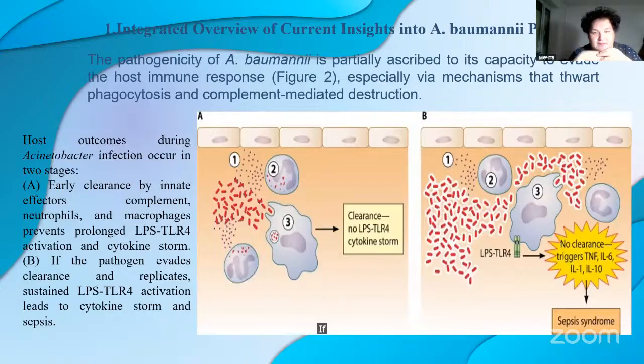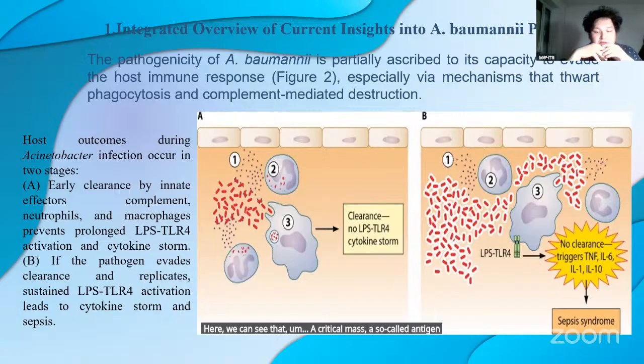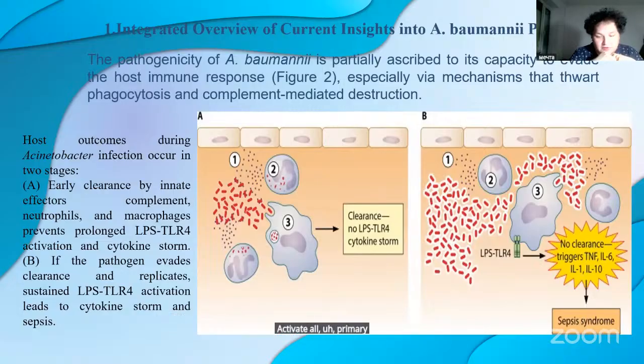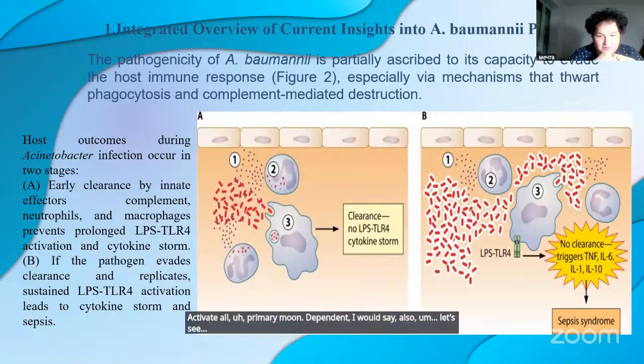If we look at the process of so-called pathogenesis, here we can see that a critical mass, so-called antigen critical mass, must be gained in order for the primary immune system, or innate immune system, to be activated. So when the primary immune system starts a sepsis syndrome, it activates all primary immune-dependent, how to say, these immune hormones that get activated in the first line.